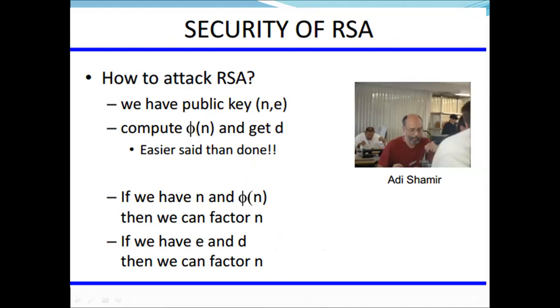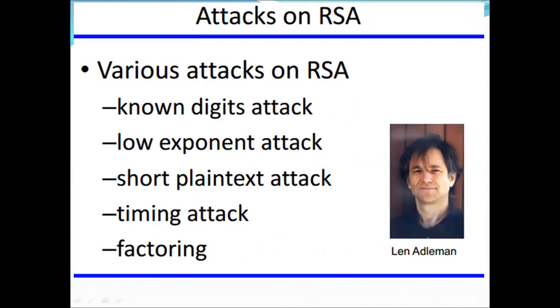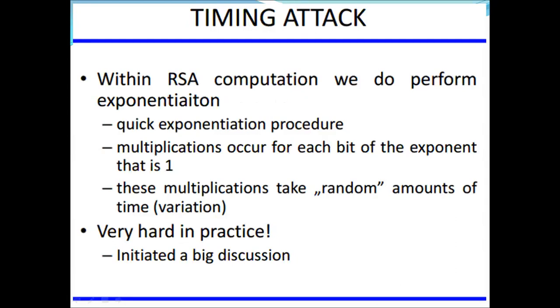The security of RSA is about how to attack the RSA algorithm. If we have n and phi of n, then we can factor n, and if we have e and d, then we can factor n also. There are various attacks posed against RSA, like unknown digits attack, low exponent attack, short range attack, timing attack, and factoring. Timing attack: within RSA computation, we perform exponentiation using the quick exponentiation procedure, with a multiplication for each bit of the exponent that is 1. These multiplications take random amounts of time, and it is very hard in practice.